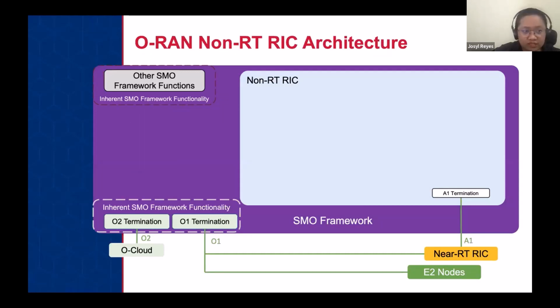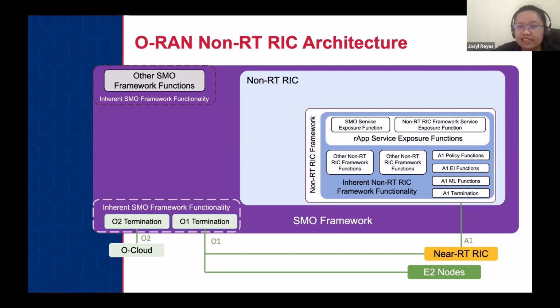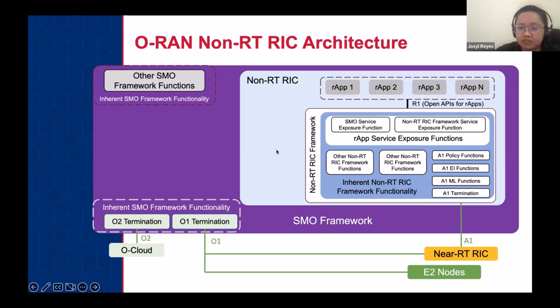So this is a bit blank for now because some parts will appear later. You can see here the SMO framework. Then there are terminations where the interfaces are connected, and some the non-RTRIC. Okay, so in the non-RTRIC framework, there are the R apps here and some functions for A1 and other things. Then of course the R apps themselves.